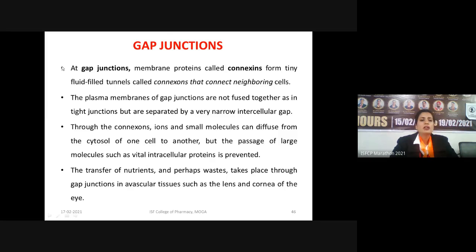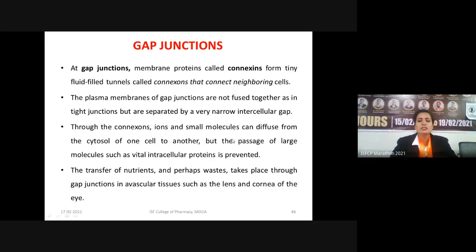So a gap junction has a membrane protein called connexin, and it forms a tiny fluid filled tunnel that is known as a connexon. The function of the connexon is to connect the neighboring cells with one another. The plasma membranes of the gap junction are not fused together as in the tight junction. I explained this already. Rather than being tightly held with one another, they are separated by a very narrow intercellular gap. Through the connexons, these fluid filled tunnels serve as channels through which ions or various small molecules can easily diffuse from the cytosol of one cell to the cytosol of another cell.